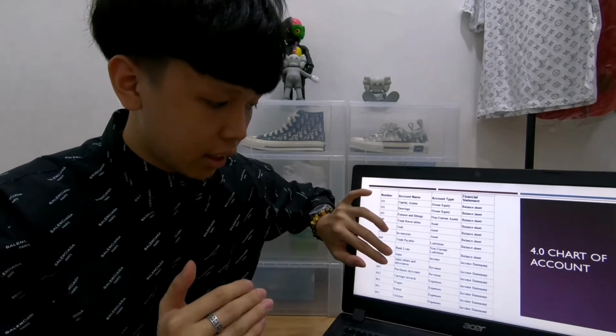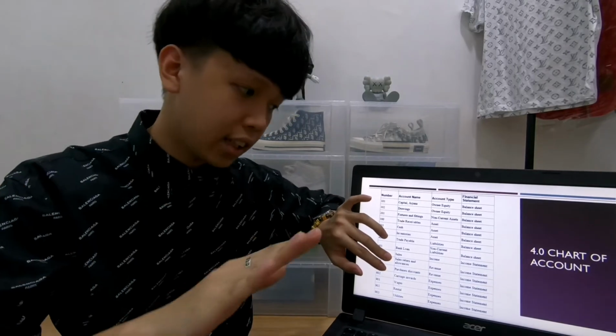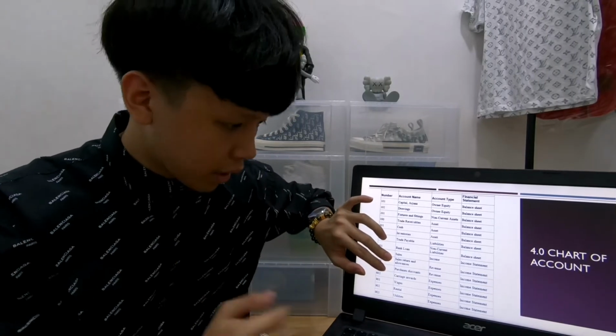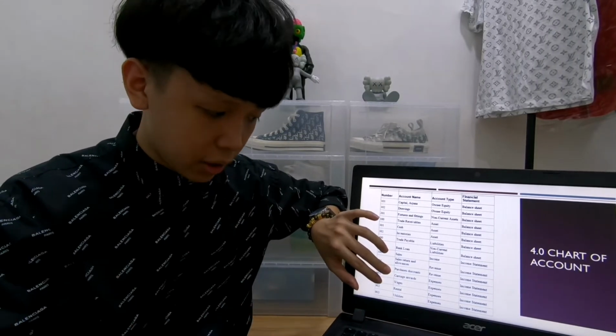The next is sales, which is income. Sales return and allowance is the other side from income. This is revenue. And then next is purchases discount, which is revenue also. The last 4 we have carriage inward, wages, rental and utilities. These are all expenses.